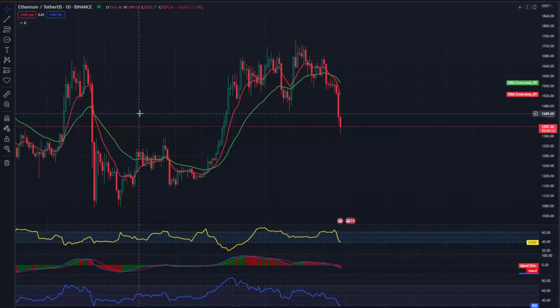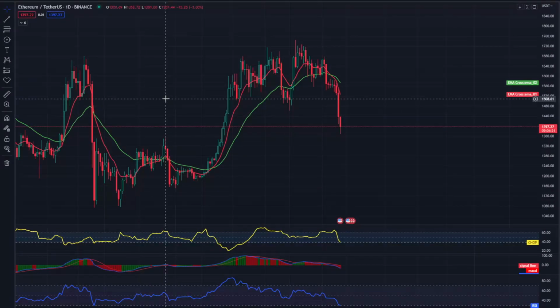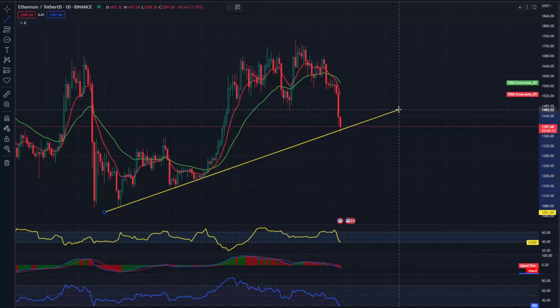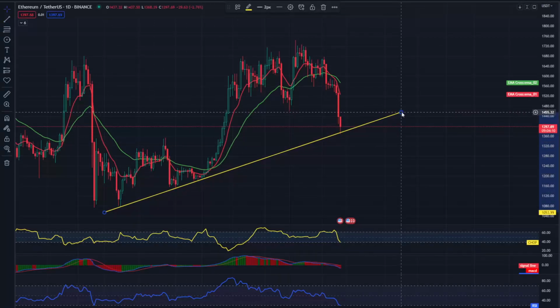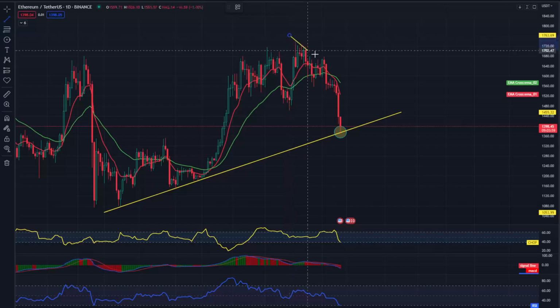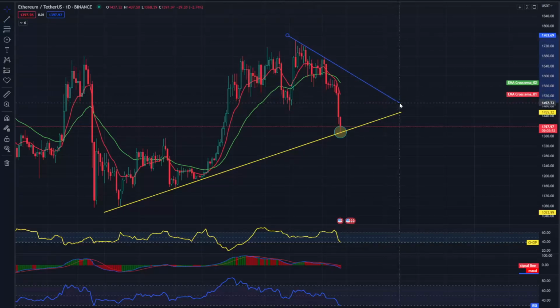As the second chart in today's review, we will check ETH against USDT, also on a one-day time frame. First of all, with the help of blue and yellow, we can mark the main uptrend line from which the price rebounded. Locally, we will mark the local downtrend line with the blue line.